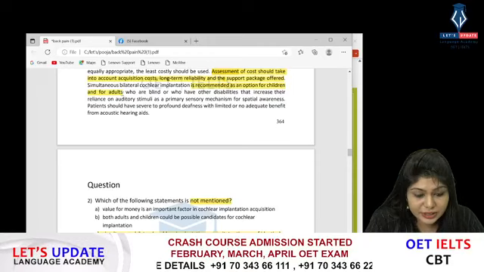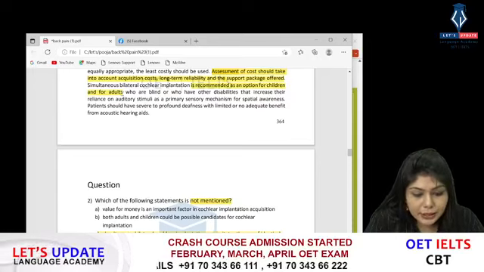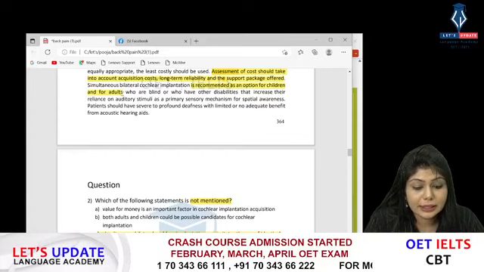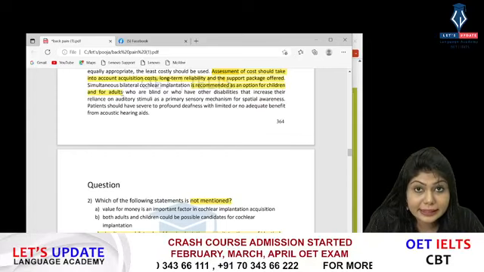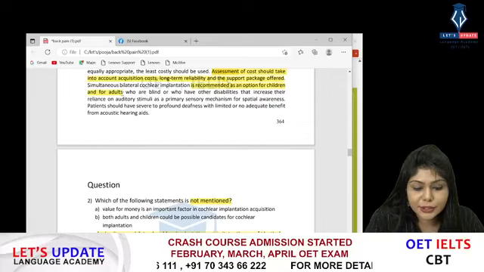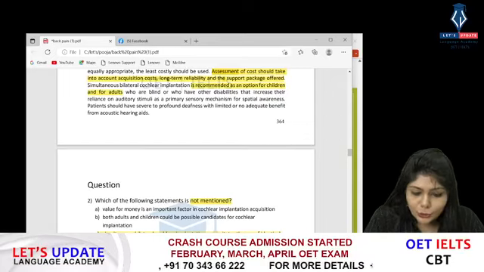They have just mentioned bilateral cochlear implantation, but they have not mentioned that it necessitates the use of an identical device. That is something that is not mentioned here, and that is why that is the answer. I hope that is clear to you.